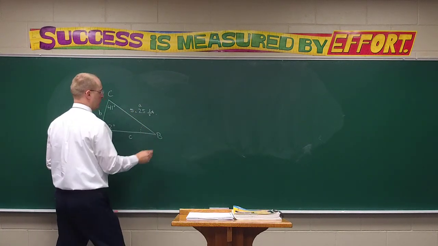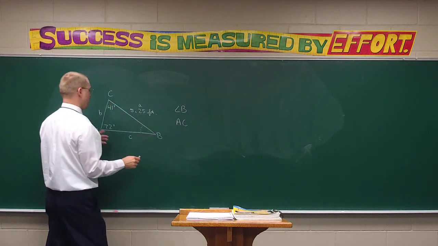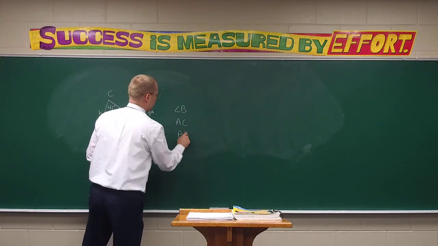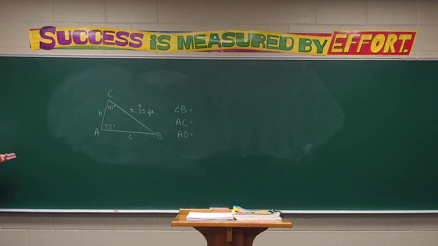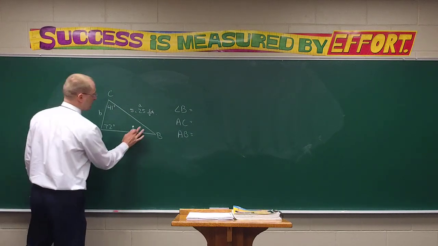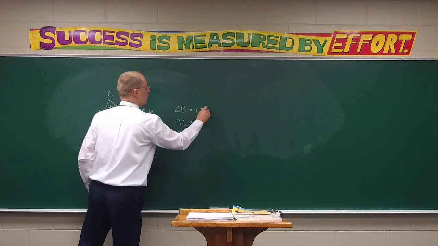Finding angle B, finding side AC or side B, and finding AB, also called side C. The angle is super easy to find. Unfortunately, the last time I didn't give you two angles. Here I did. 67 degrees. How do we get 67 degrees? Add the others, we can go subtract from 180. Right.